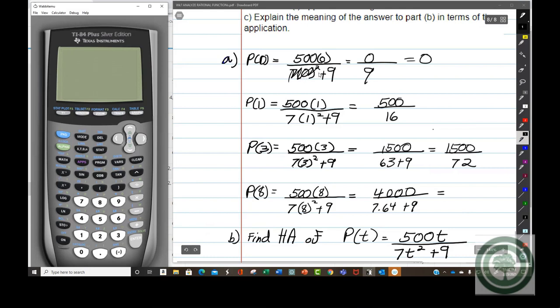This is 7 times 0 squared plus 9. We can do that by hand. I'm not really sure what the calculator would do. Well, let's see. 500 times 0 divided by parentheses 7 times 0 squared plus 9 parentheses closed. Let's see if it goes crazy. No, it didn't. I'm surprised.